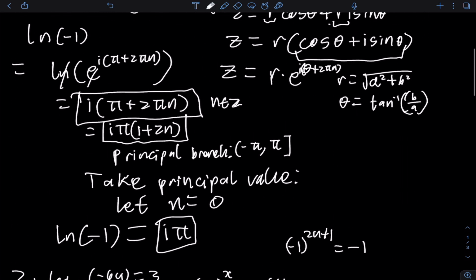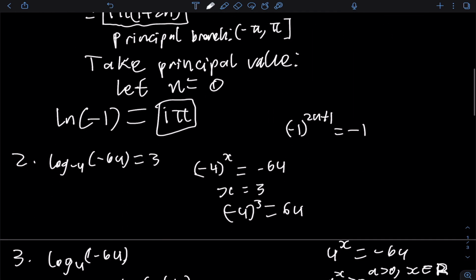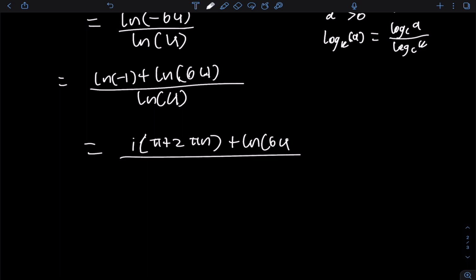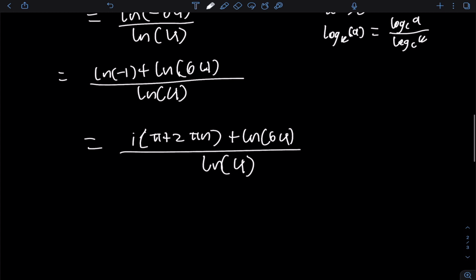Now, we've already calculated the natural log of -1, and that happens to be, of course, i pi as the principal value, but in this case, we'll put down the general form. So what we see here is that this is equal to i pi plus 2 pi n to be the answer to that, and then plus the natural log of 64, and then that's all over the natural log of 4.